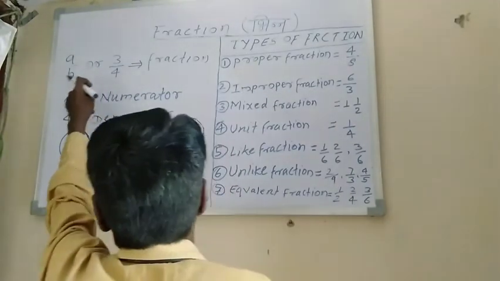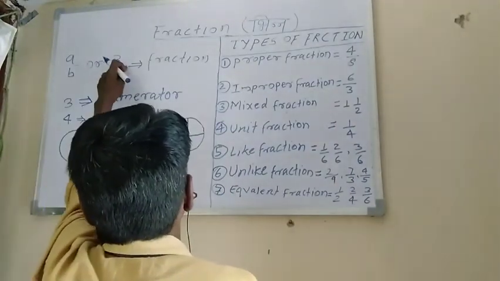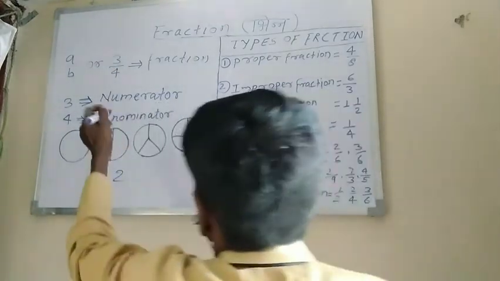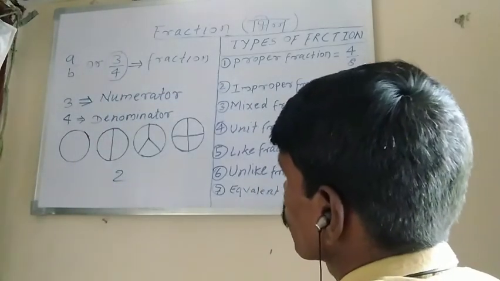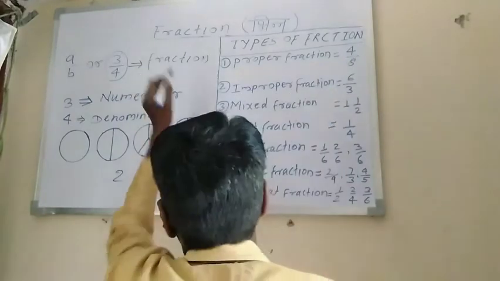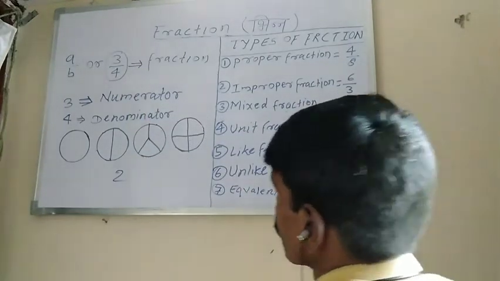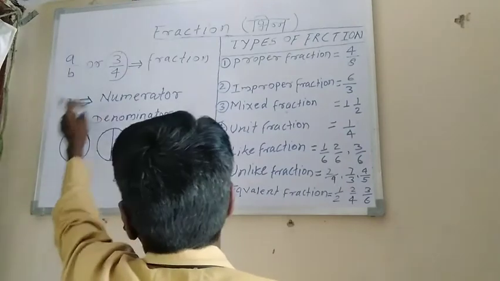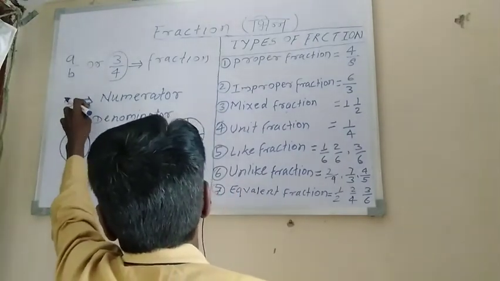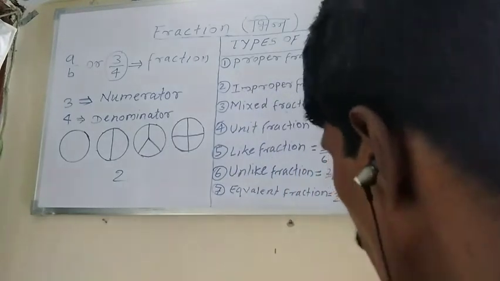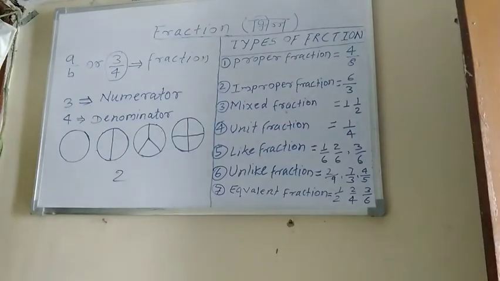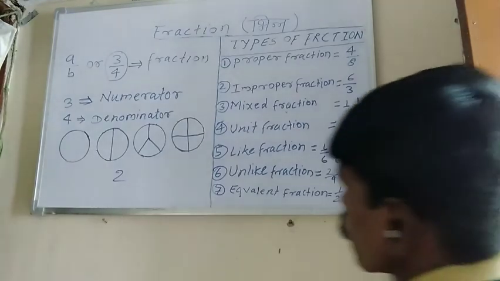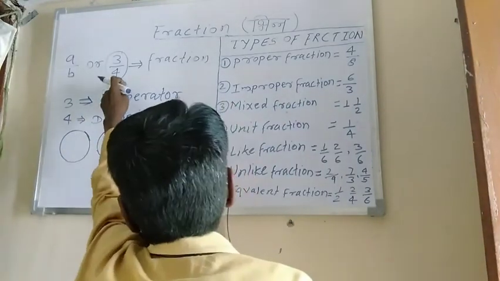So in a upon b and 3 upon 4, this total number a upon b or 3 upon 4 is called a fraction. In 3 upon 4, 3 is called the numerator, and the 4 is called the denominator.